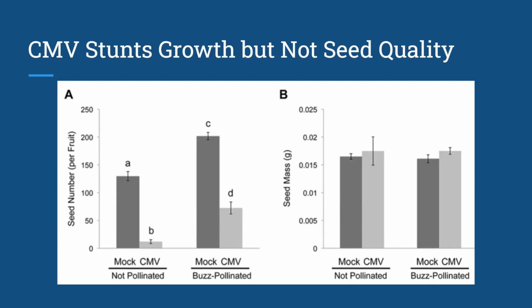Panel B is a comparison of the mass of the seeds, a metric of seed quality. Infection with CMV did not diminish the seed quality or the seed size of its host plant, and with buzz pollination, even achieved a significant yet small increase in seed quality over the uninfected. This suggests that infection does not impair the production of healthy seeds.